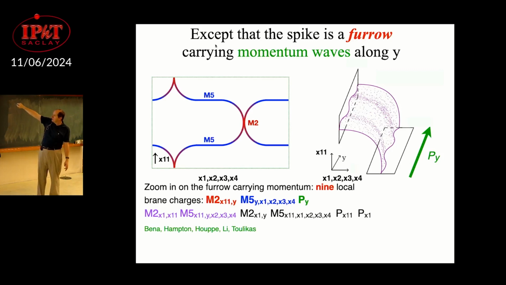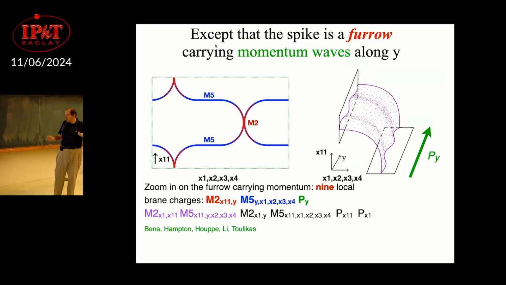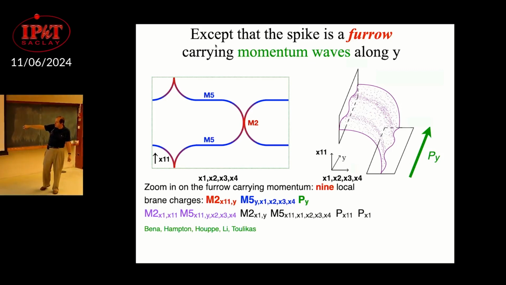So this is the way this object looks. This is the y direction, and I have a momentum wave, and those are the torus directions, and this is the direction of the M2 brane, which is x11. So on this spike, on this furrow, I can actually put momentum waves, and you can look locally on this momentum wave and say these momentum waves look like they have M2 charge, M5 charge. So this solution looks like it has M5 charge, M2 charge, and momentum.